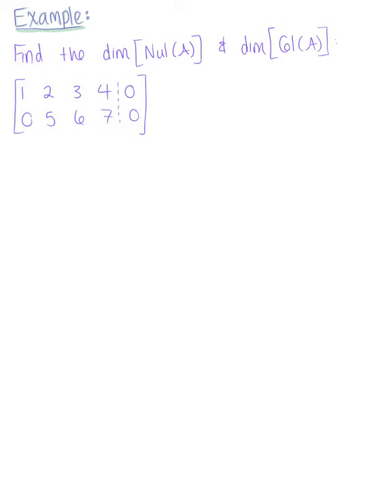We're asked here to find the dimension of the null space of A and the dimension of the column space of matrix A. Now looking at this matrix, we see this is already in echelon form. Actually, we're given an augmented matrix here, but we can still see the pivot columns. We can see we've got a pivot position in row 1 and row 2.